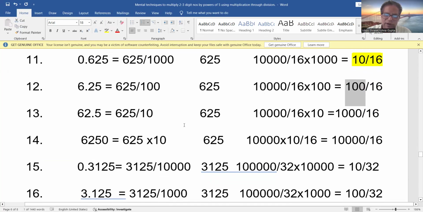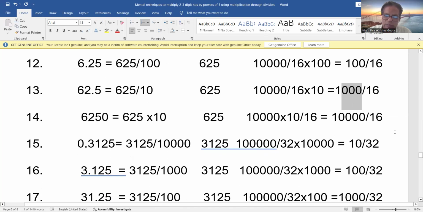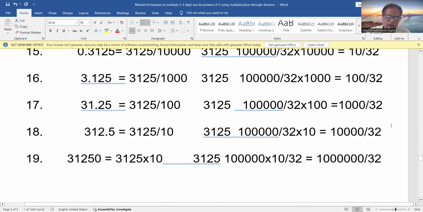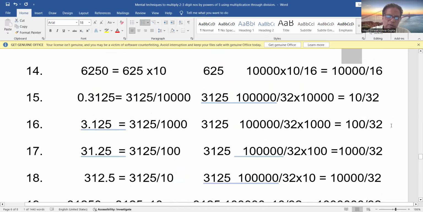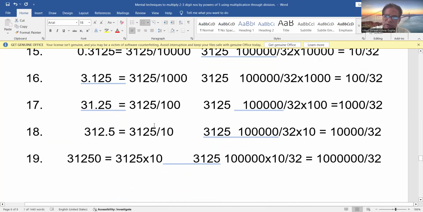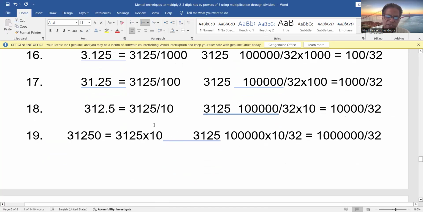In the same way, 62.5. So multiply the number by 1000 and divide by 16, so dividing the number 4 times by 2, and all these I have shown. 6250 means you have to multiply the number by 10,000 and then divide by 16. So these are all the derivatives of 625: 0.625, 6.25, 62.5, 6250. And in this way I have shown also for 3125. Though we require only up to 625, I have shown even a higher power of 5, 3125. So you can also do with division and multiplication by 3125.